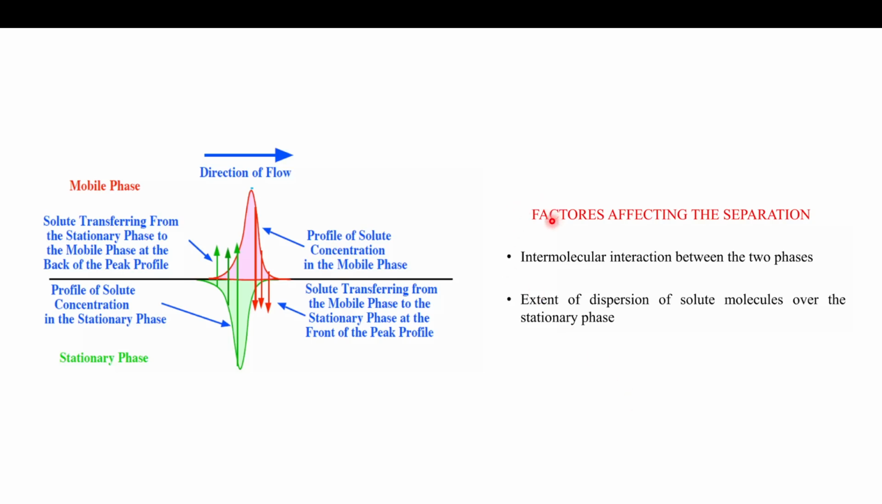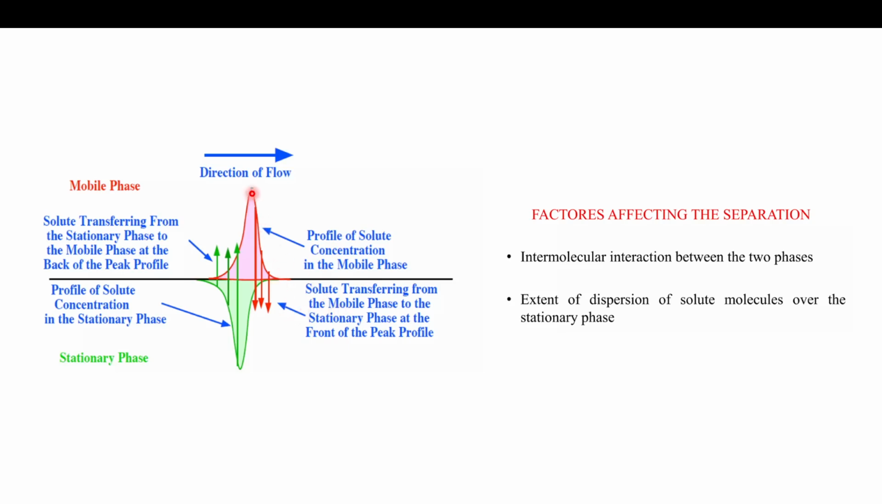Now, what can be the different factors that affect the separation of a complete macromolecular mixture? What happens is the intermolecular interaction between the two phases, mainly the stationary phase of the matrix in question and the mobile phase that is passing through it, and the extent of dispersion of solute molecules over the stationary phase. So this is the mobile phase. The solute is transferring from the stationary phase to the mobile phase at the back of the peak profile. So you will get peaks eventually.